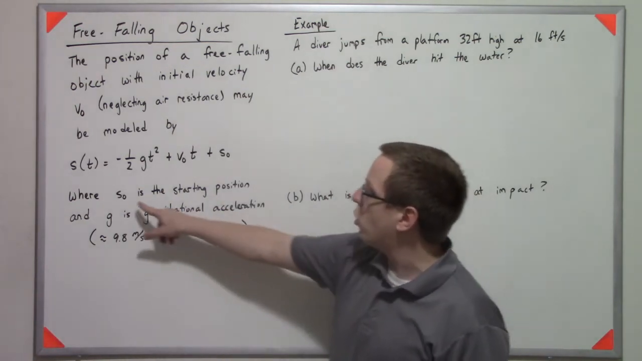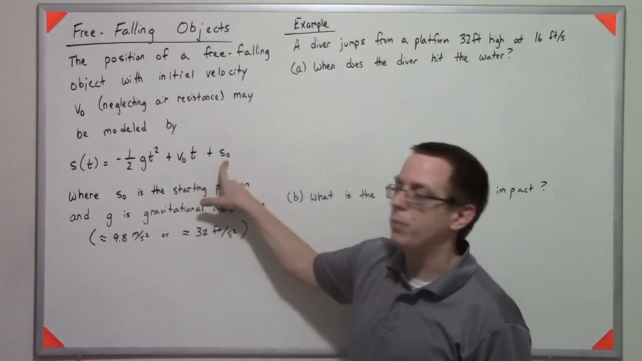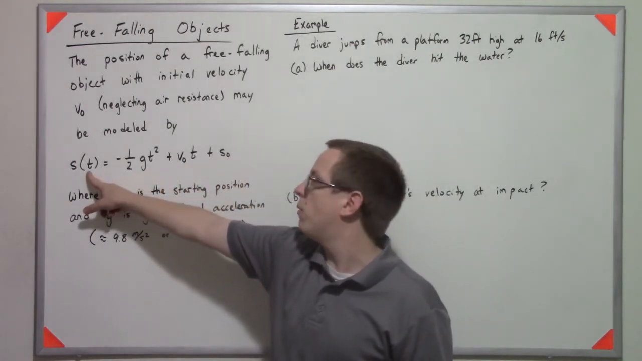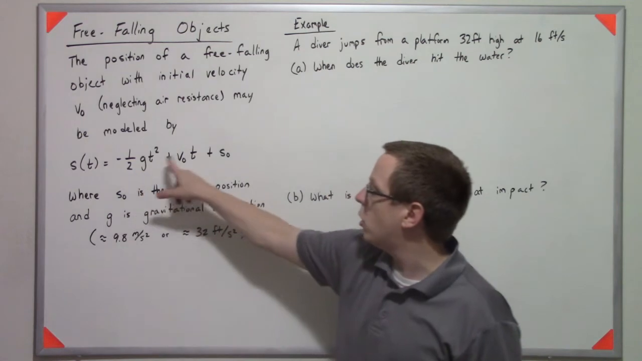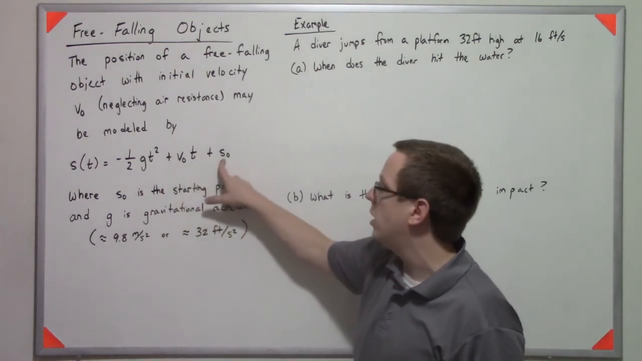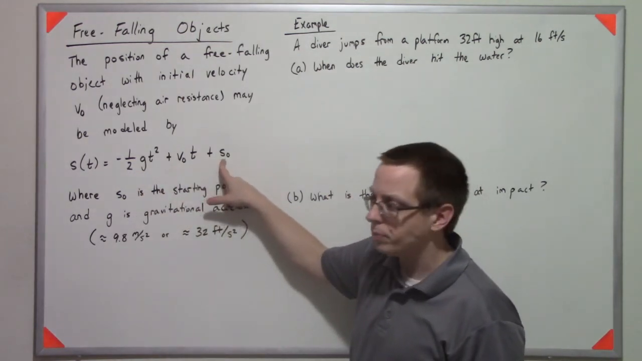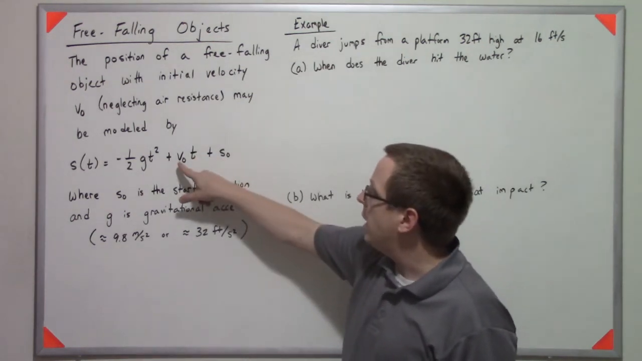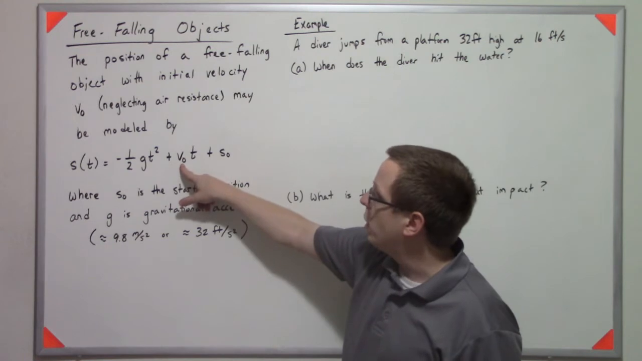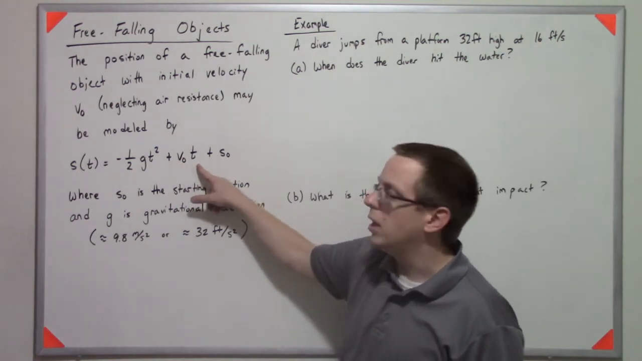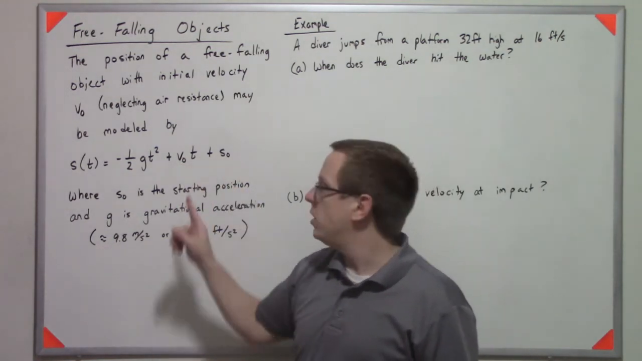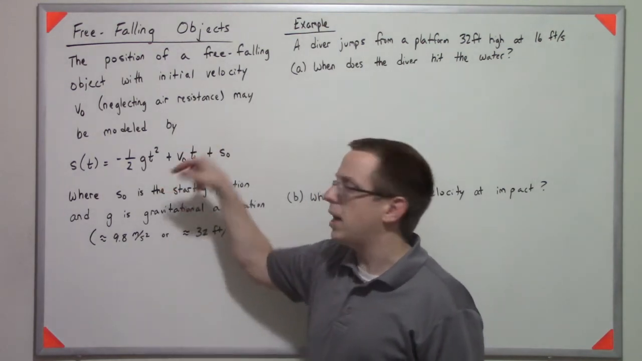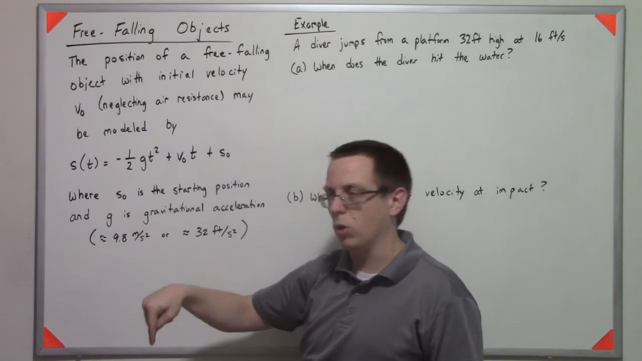So if I have some starting position, S0, then what this function tells me is that at time 0, if I plug in 0 for t, this term goes away and that term goes away. So that's the only term, and I'm at my starting position. And if this velocity is positive, as time goes on it's trying to push the position upward. If this velocity is negative, it's trying to push the position downward.